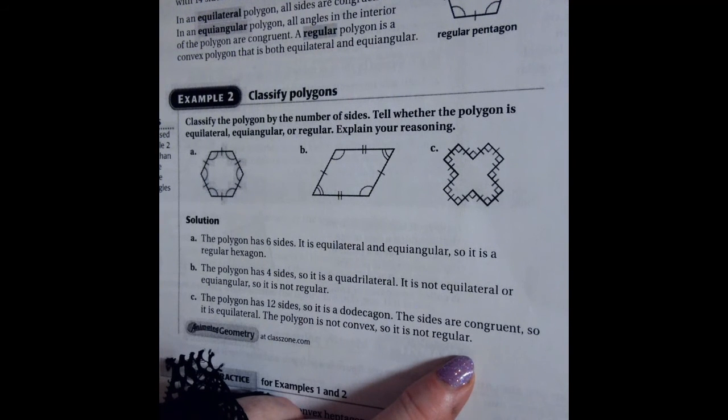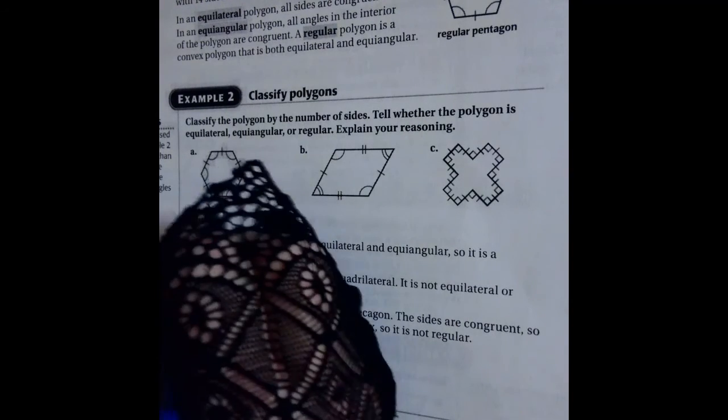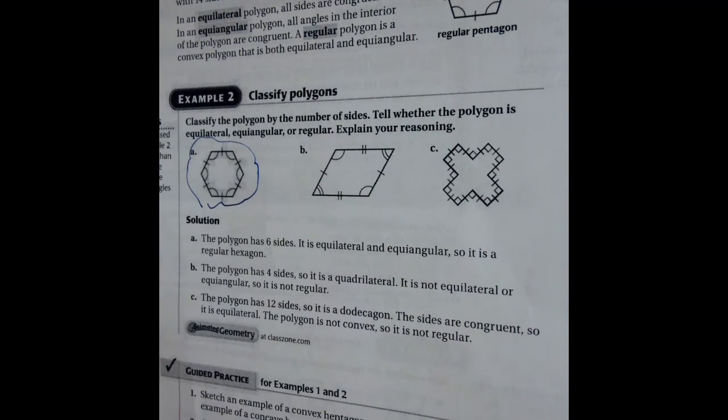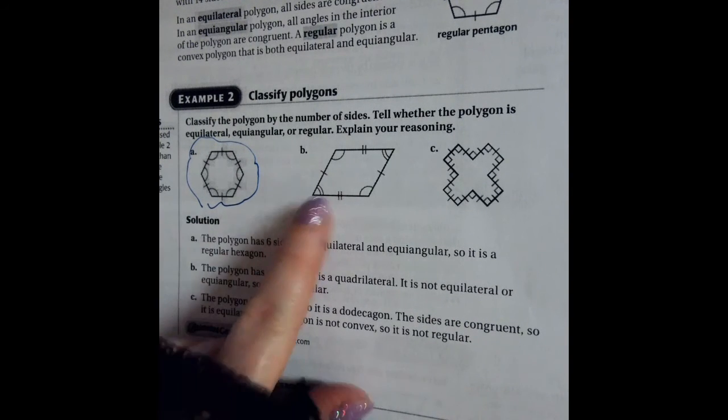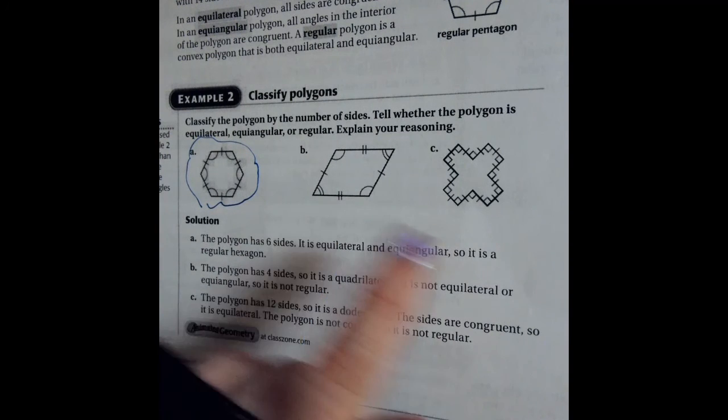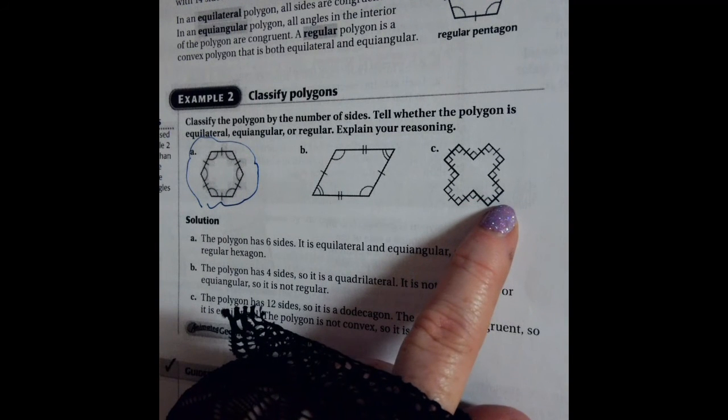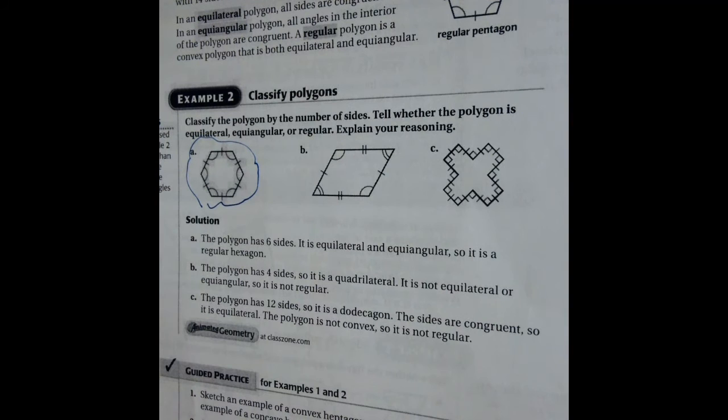So see how we're going through different examples. The only one that was regular, that met everything, where all the sides were the same, all the angles were the same, and they were all convex, was A. B was not a regular polygon, nor was C. Even C had the same sides, the same angles, but it was not convex, it's concave. So be careful that you understand the definition. If you do, then it's going to be easy.